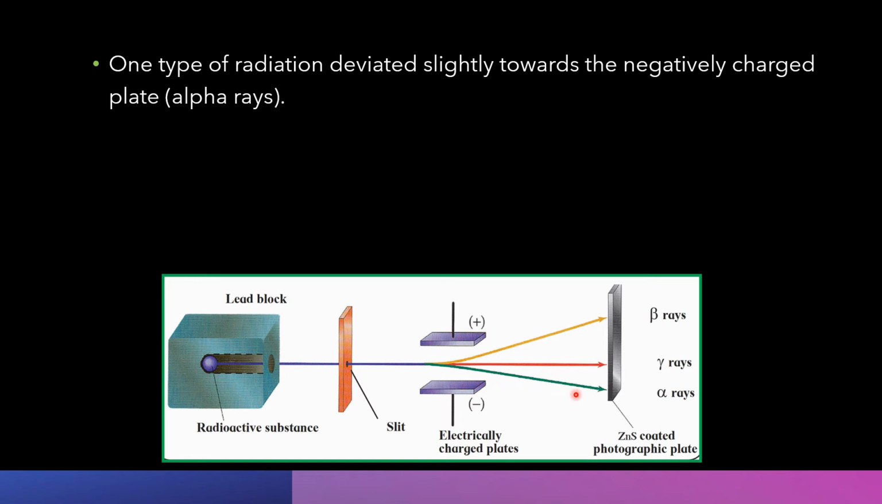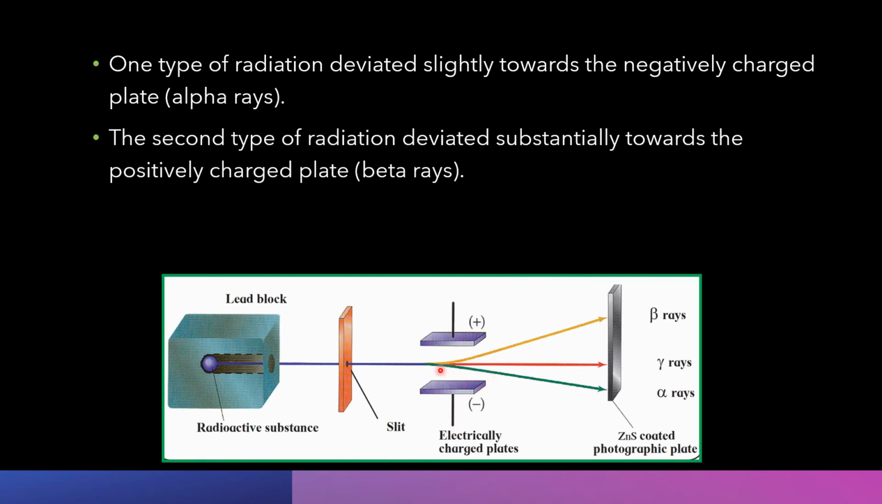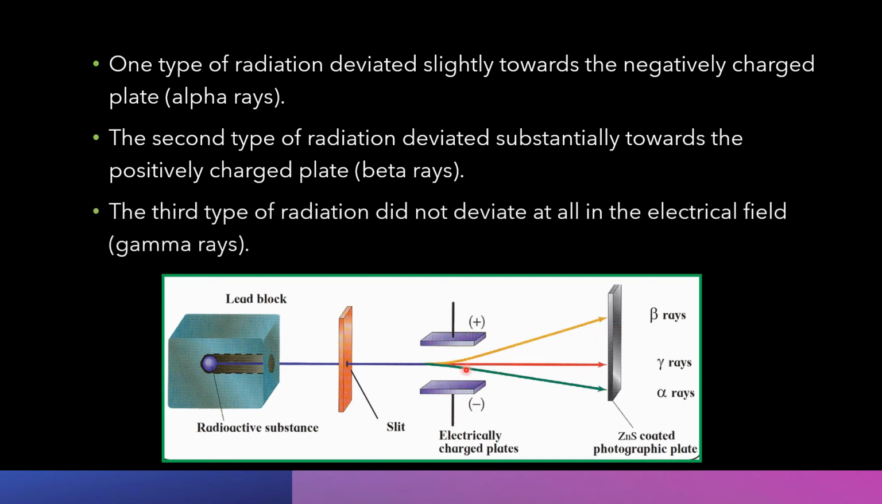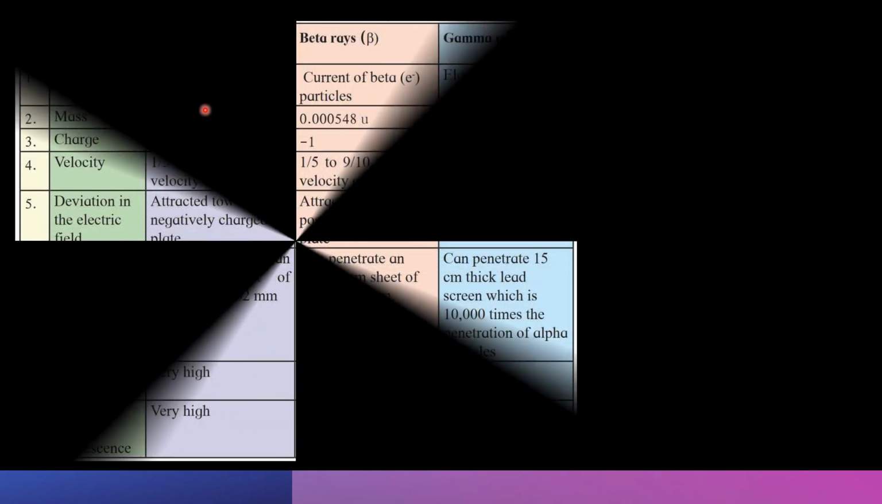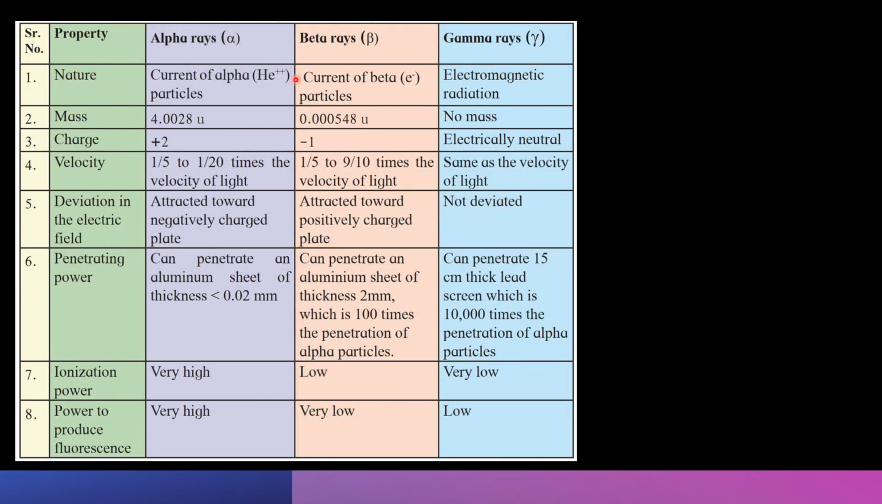So the one that is deviated towards the negatively charged plate is alpha ray. And if you see the second one, it is deviated substantially, you can see the deviation is high, towards the positively charged plate. Those that are deflected towards the positive charge are called beta rays. If you see the third type, it does not deviate at all. It is not influenced by either positive or negative charge, but passes in a straight line, and those rays are named gamma rays. So children, let us now discuss the properties of these rays, alpha, beta and gamma rays.